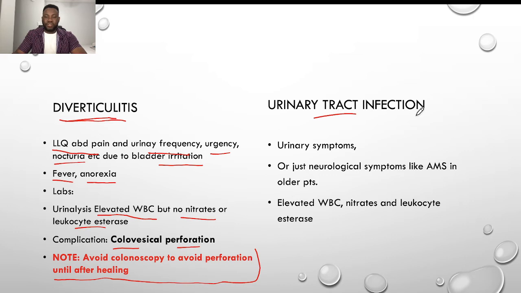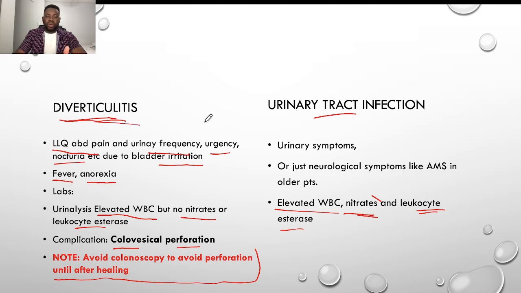Urinary tract infection. In this patient, they present with the same urinary symptoms, but WBCs, nitrates, and leukocyte esterase might be high. One of them or both will be high. So WBC will always be high in both of them, but let's look at the nitrates and leukocyte esterase to know whether it's definitely UTI or it might just be a diverticulitis.